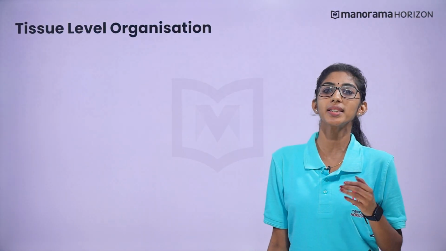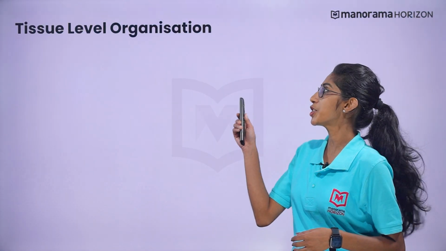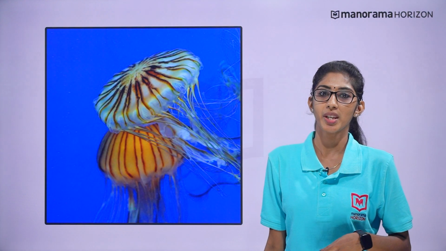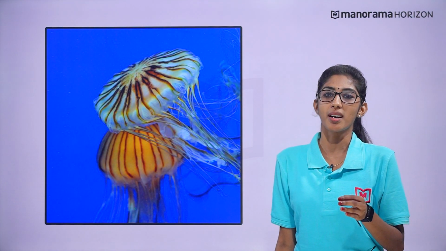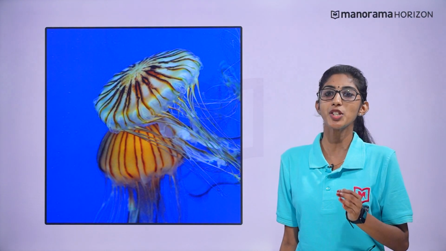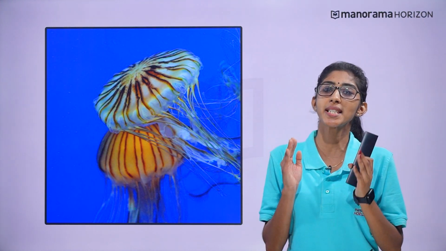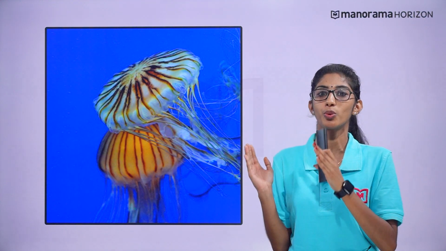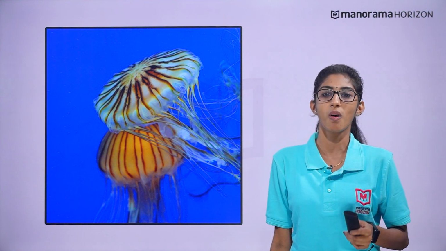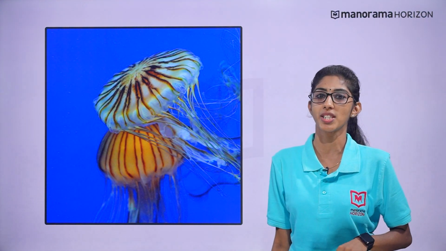Coelenterates show another kind of organization called the tissue level of organization. Here, the coelenterates are like jellyfishes. The arrangement of the cells is more complex. The cells performing the same function are arranged into tissues. Hence, it is called the tissue level of organization.